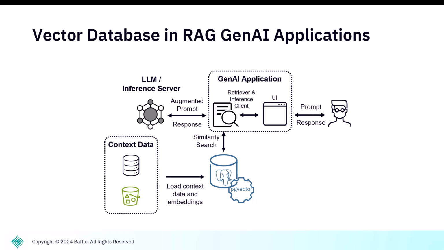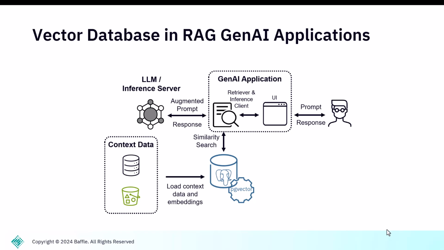Now, as you can see, the first step of the retrieval augmented generation pipeline, or application pipeline, is you're going to have a lot of contextual data that you will essentially generate embeddings out of and load into your vector database. In this particular case, we're talking about Pgvector inside Postgres. So we're going to use a Postgres database, and the Pgvector extension is already installed.